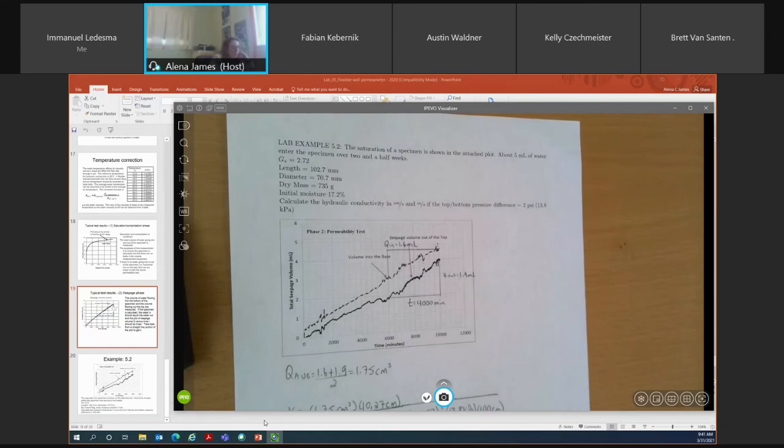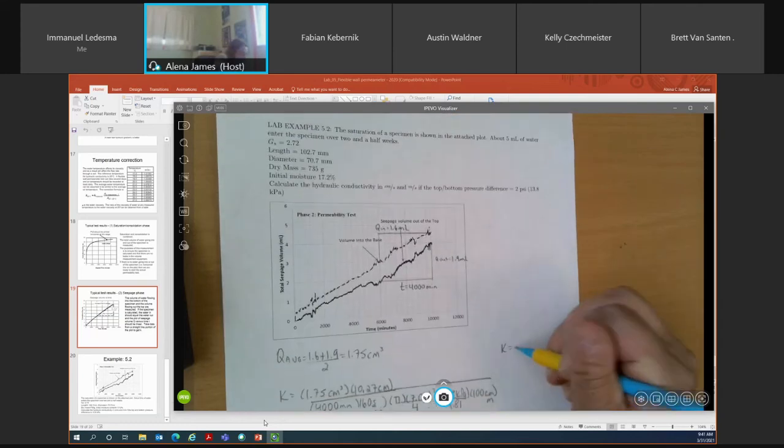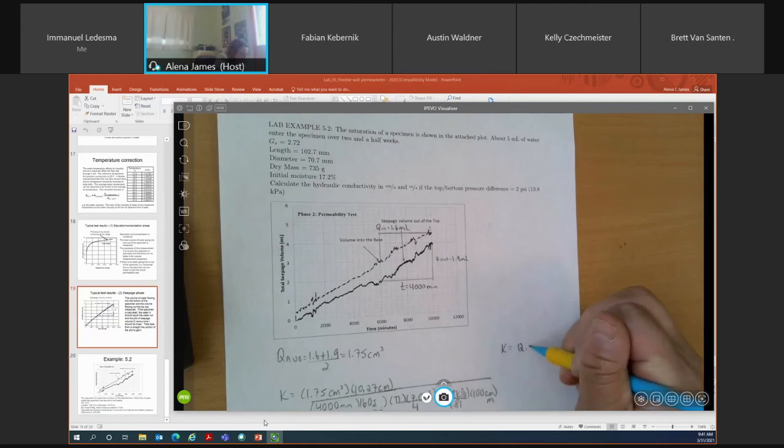There's a lot of extraneous information that's provided in this problem. The first of it being specific gravity. It doesn't really matter what your specific gravity is when you're determining your K value. You're not going to use your specific gravity, you're not going to use your dry mass, and you're not going to use your initial moisture content. You know K is equal to Q times L divided by t, A, delta H.